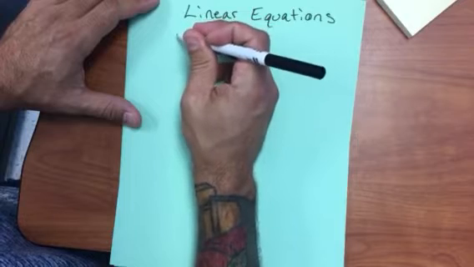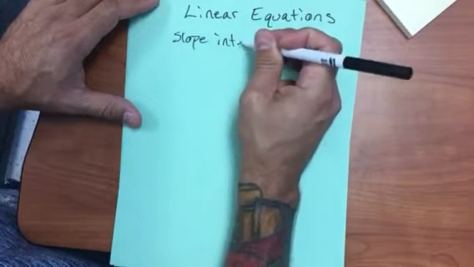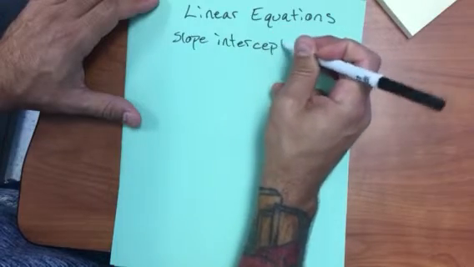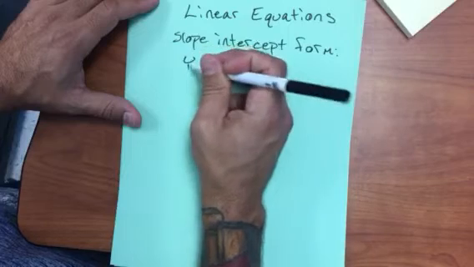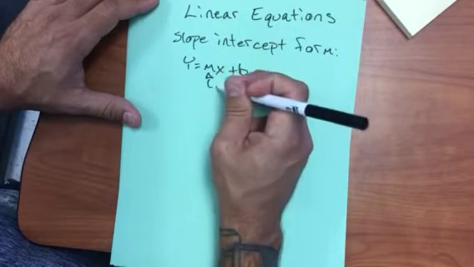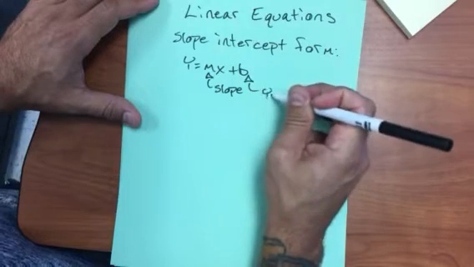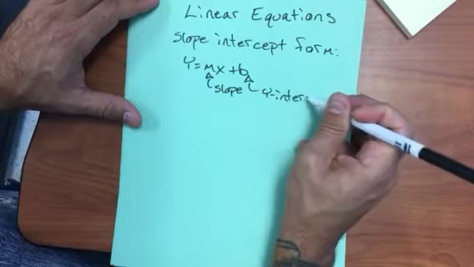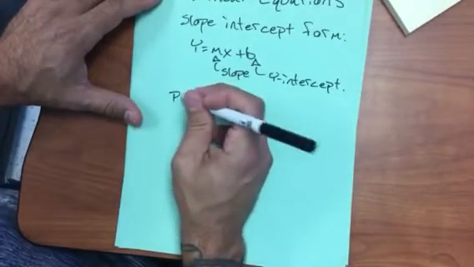We have slope-intercept form, which you guys have been dealing with for a long time. That's y equals mx plus b, where m is your slope and b is your y-intercept. Then we have point slope form.